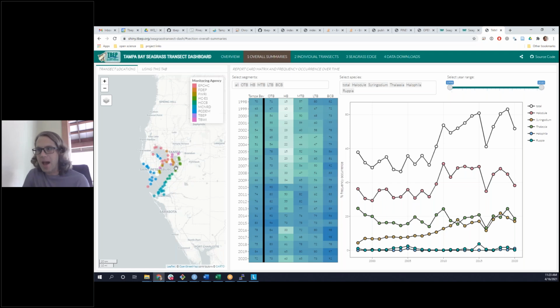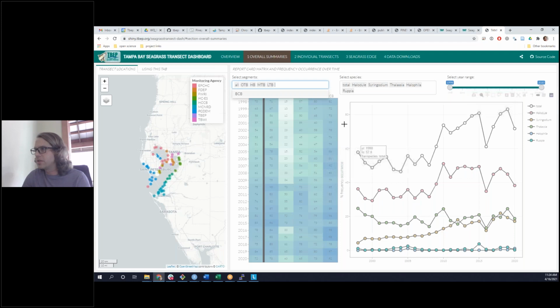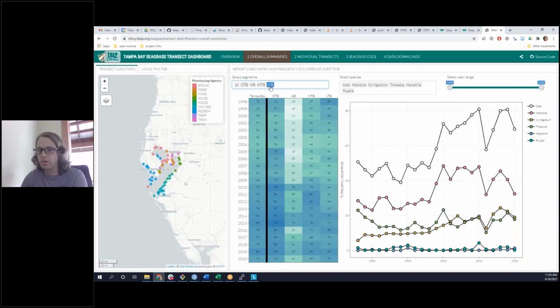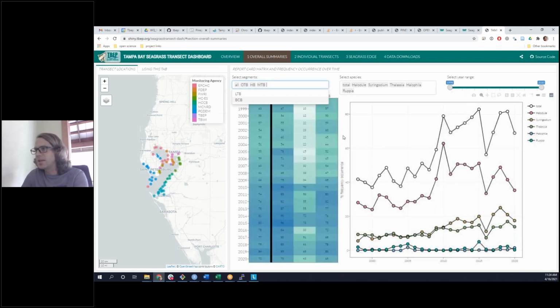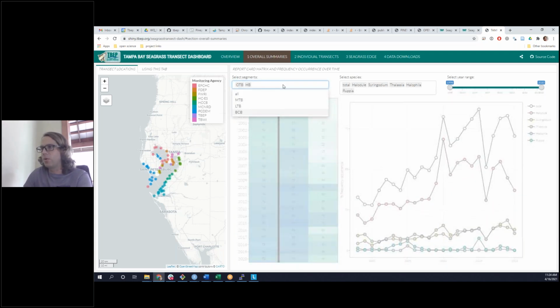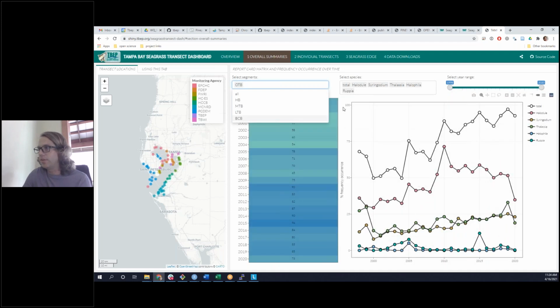you see a map of the transects and then high level summaries of what's going on with frequency occurrence as a whole in the bay and then the different segments. What sets this apart is you can subset different parts of the bay if you want. So here I'm just pulling out different bay segments. If I wanted to look at just Hillsborough Bay and Old Tampa Bay or Old Tampa Bay alone, I could do that. And as I remove the different segments, you see the graphics updating in kind.